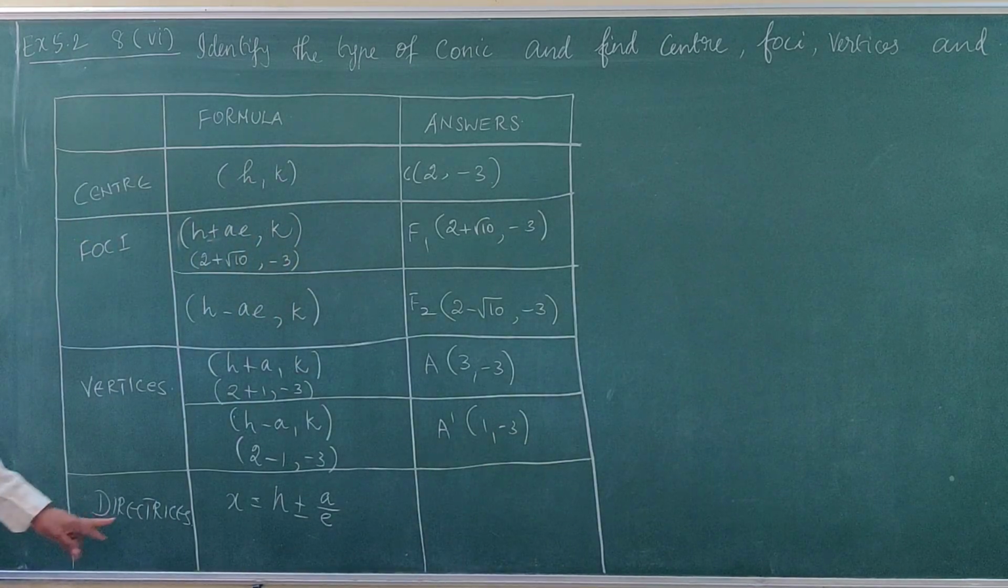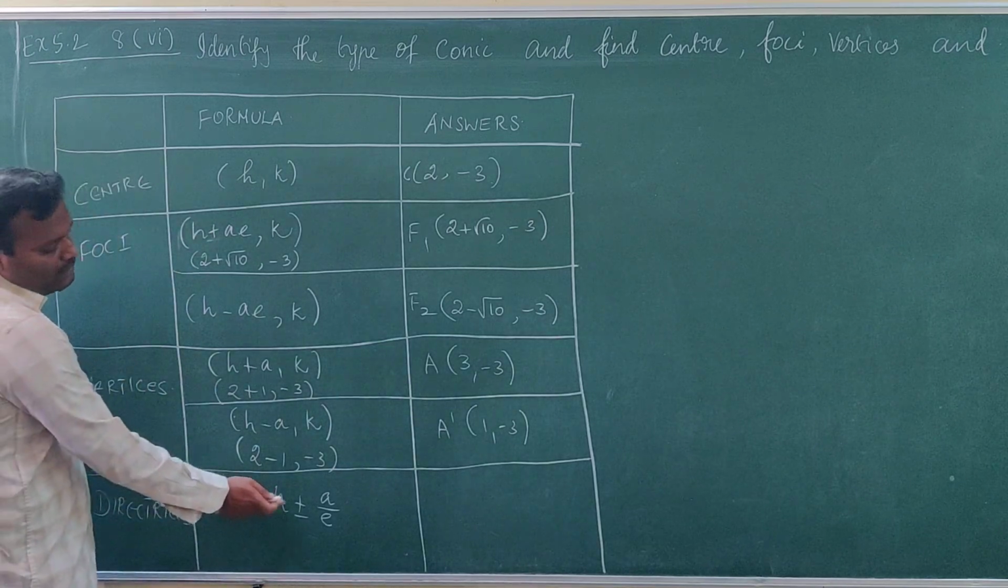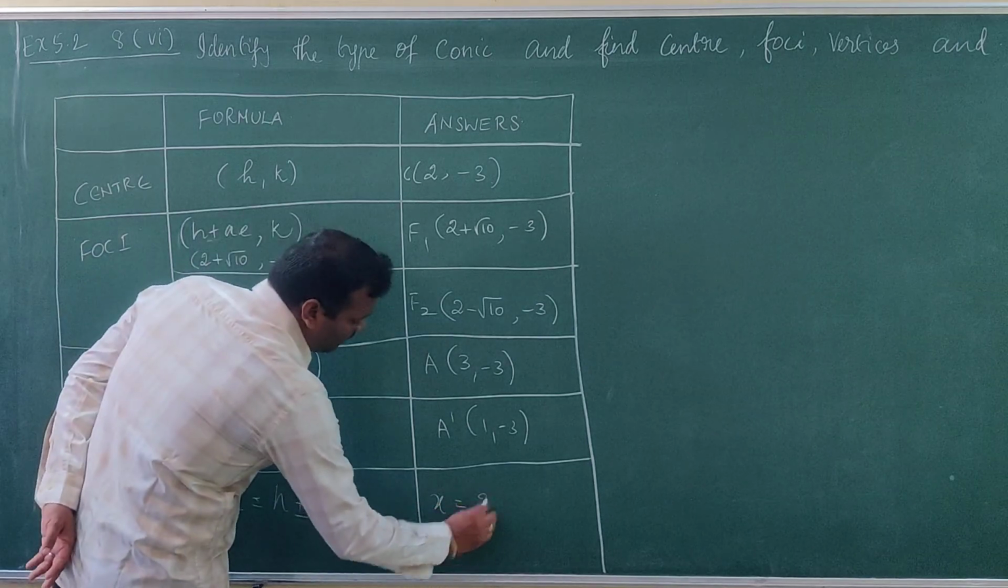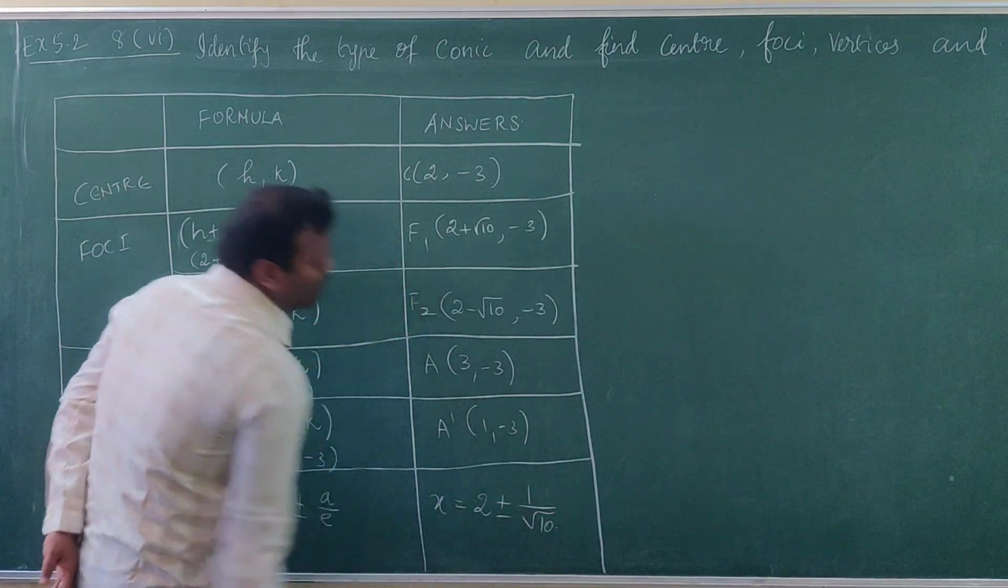And lastly you have to write the equation of the directrices. That is x is equal to h plus or minus a by e. What is the value of h? 2 plus or minus a by e, which is 1 by root 10.